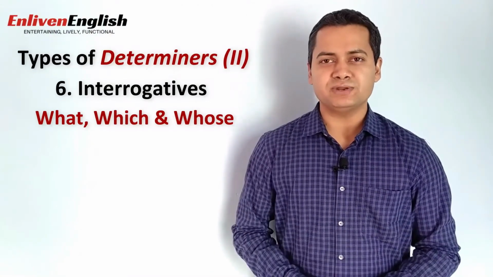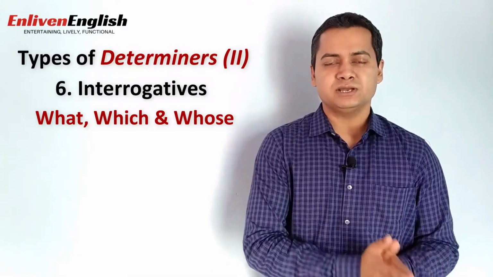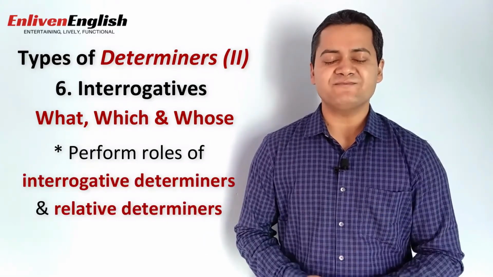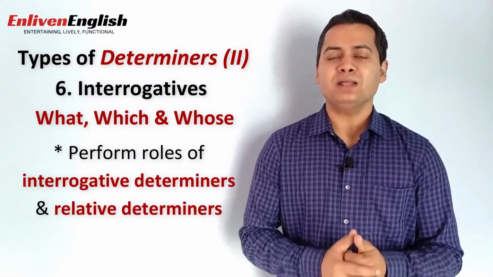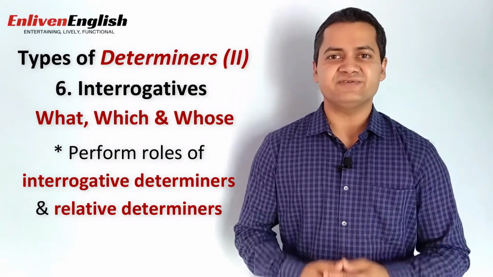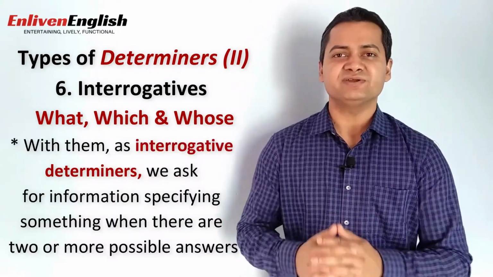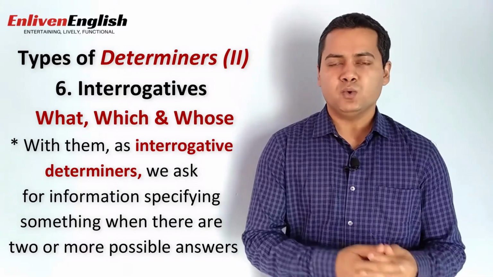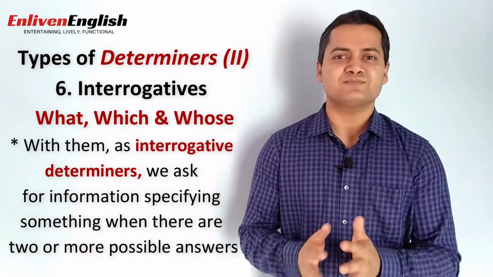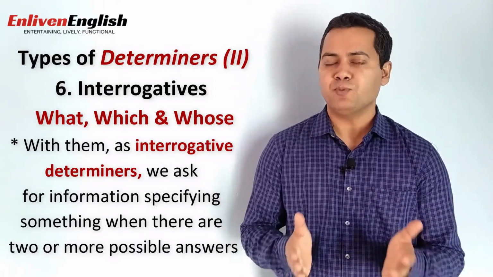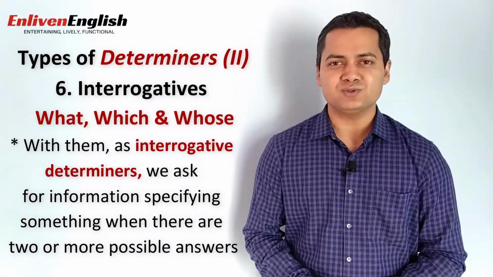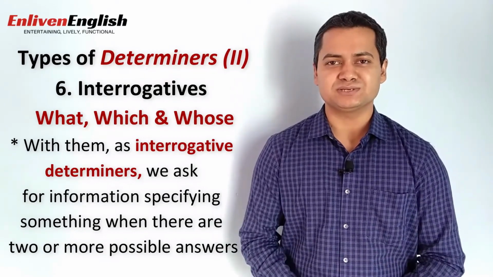Now let's talk about interrogative words what, which and whose. As determiners, these three can perform two roles. One, that of interrogative determiners, and the other, of relative determiners. As interrogative determiners with what, which and whose, we ask for information specifying something when there are two or more possible answers or alternatives. Let's gain more clarity on this with the help of some examples.